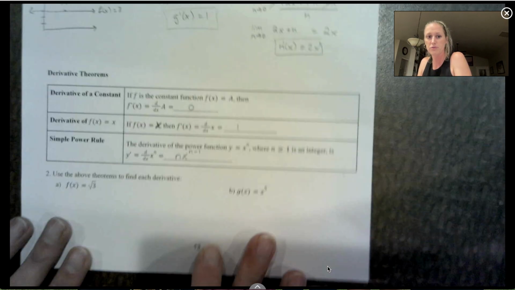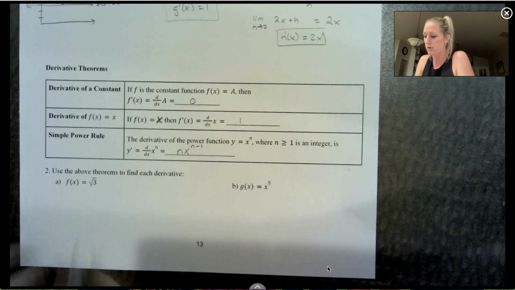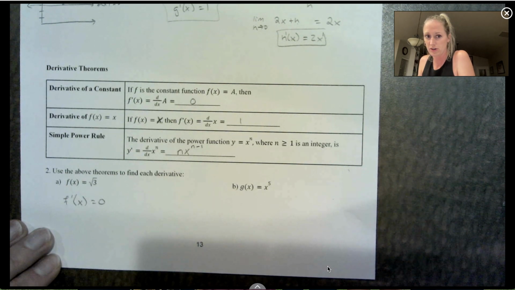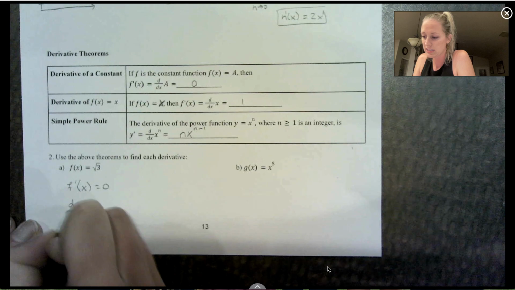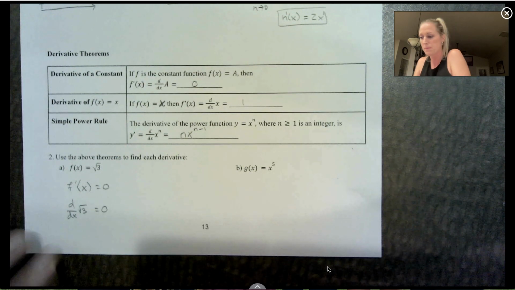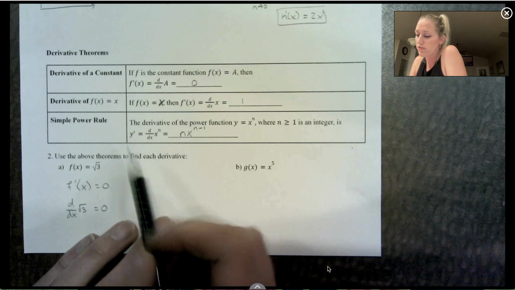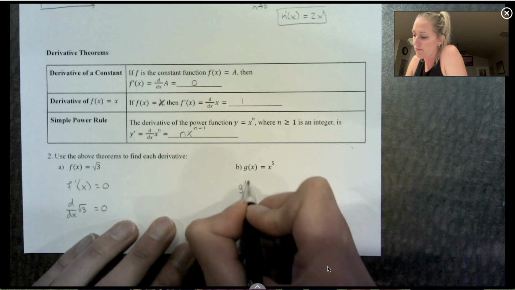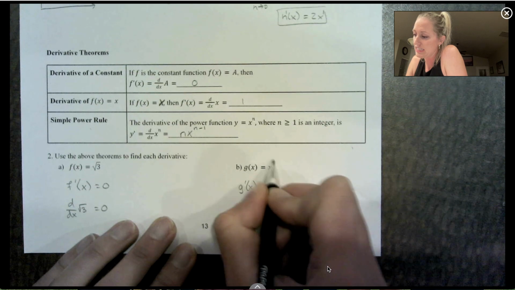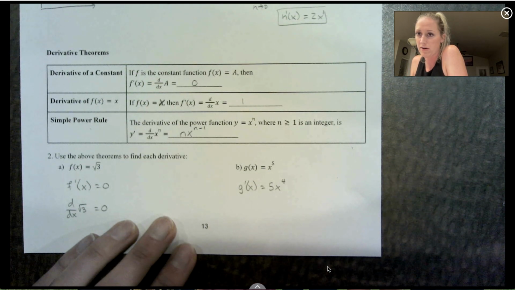All right, so let's try those 3 rules and find the derivative. Okay, so this is a constant, right? It's just a number. As soon as I see that constant, the derivative is 0. I could also write it like this: d dx of root 3 is 0, okay? All right, find the derivative here. Okay, so this is a power, so I'm going to use my simple power rule. So g prime of x, I bring down the power as a coefficient, and I decrease my power by 1. So that would be my derivative of g of x.